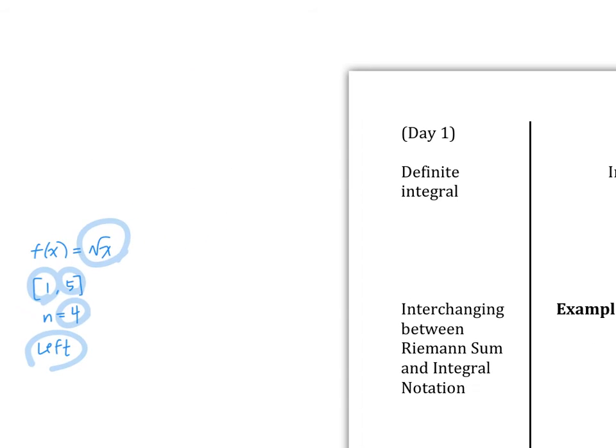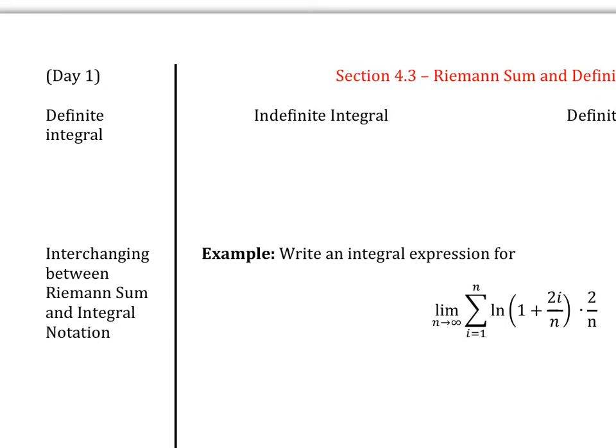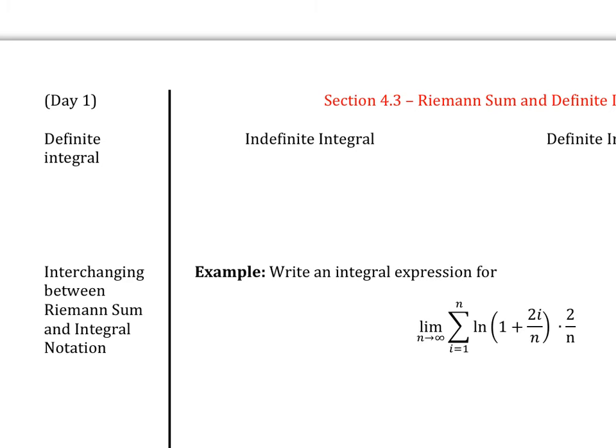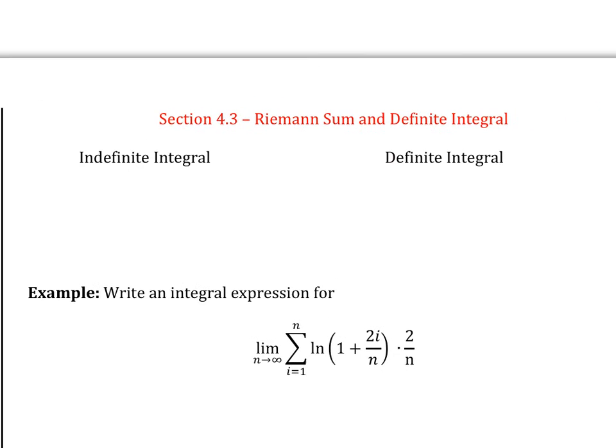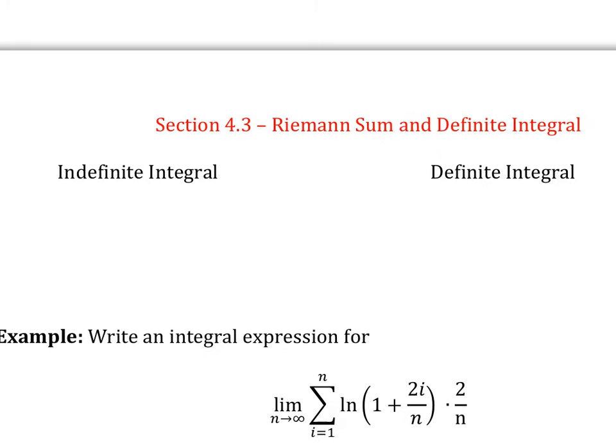So we're going to do 4.3 for 2 days. We're going to do the definite integral. We had learned the indefinite integral, and today we're learning the definite integral. So Riemann sum and definite integral are what we're learning for 2 days.